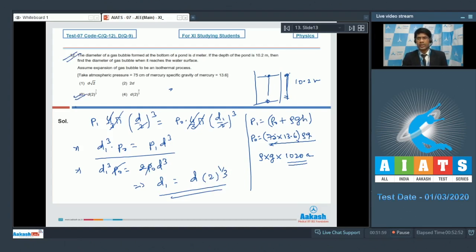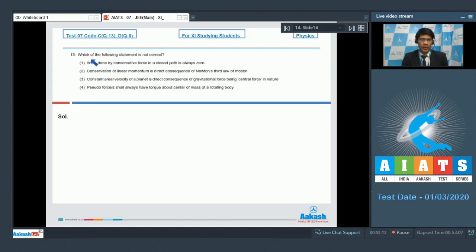Now we shall proceed to question number 13. Here in question number 13, which of the following statements is not correct? Work done by conservative force in a closed path is always zero. It's actually from the definition itself. That is the correct statement.